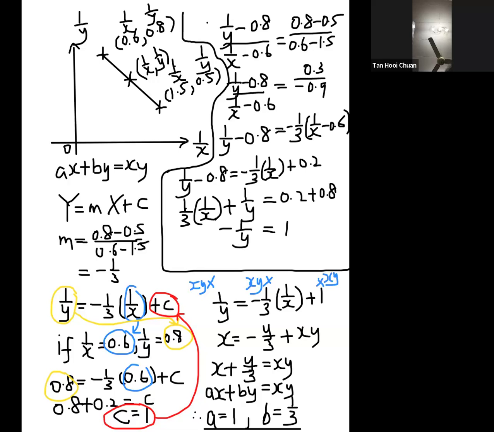This method, maybe you don't know a lot. You can use y equal to mx plus c at this moment. So you can times xy, times xy, times xy. Okay, so later you cancel. Then you get the answer 1/3 y plus x equal to xy. So you also get the same answer like this. Also same. B is 1/3. This one is 1. Okay. Any questions? But if you're not familiar, you can use y equal to mx plus c.